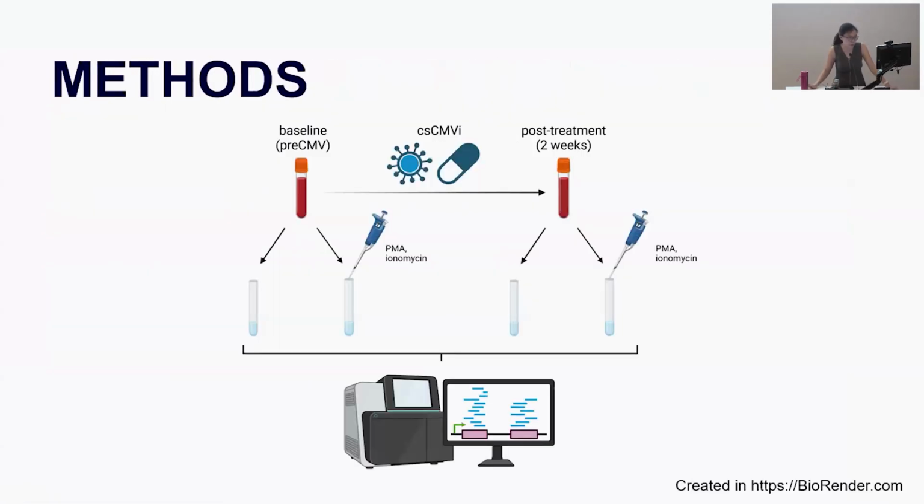We took 2 samples per patient. We did one at baseline, prior to CMV reactivation, and one at the 2-weeks-into-treatment time point. We split the cells and stimulated half of them with a mitogen to look at their responsiveness overall, and we used PMA and ionomycin for that. We left the other half alone, unstimulated, and we did RNA sequencing on both sets.